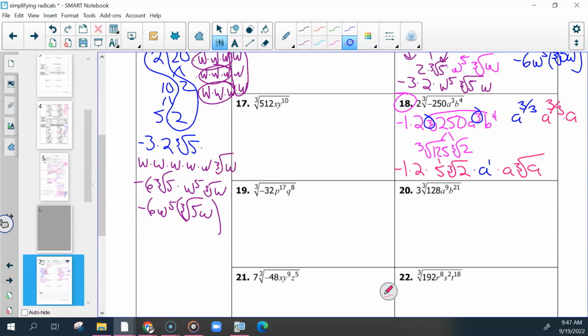And then we can simplify and rearrange. So on the outside, -1 times 2 times 5 times A times A. So -10 A squared would all be on the outside. On the inside, we have 2 and A. So it would be times the cube root of 2A.